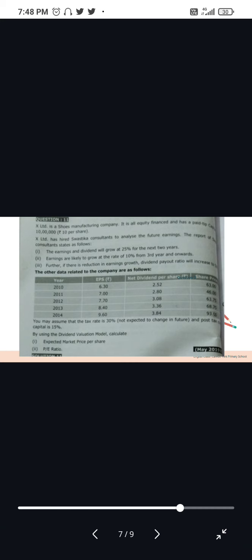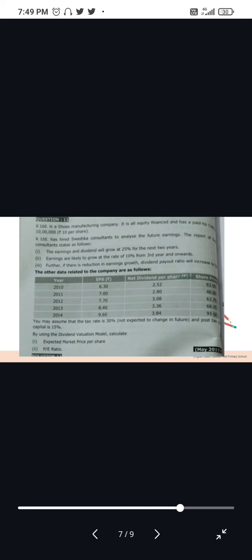We all know the dividend valuation model discounts the dividend. So we have to first find the dividends, and discount them to find the market price. The second one is PE ratio, which we get simply by market price divided by earning per share. Earning per share is given in the question, and we have to find the market price per share. According to the dividend discount model, we discount the dividend to present value to arrive at the market price.